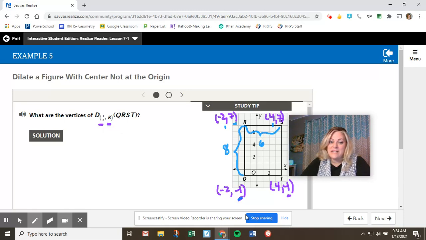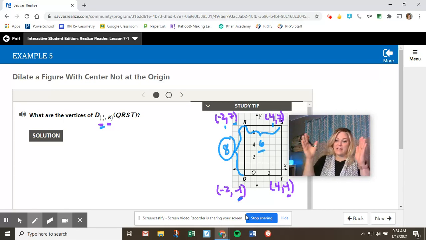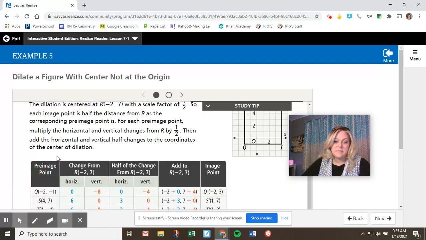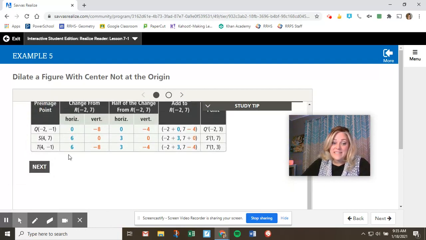So I need to take this scale factor and basically cut 8 in half, getting closer to point R. And then I need to take 6, cut that in half, and get closer to point R. The book has the solution. It explains what I just explained. And then it says, find the difference. So right here, where it's saying 0 to -8 and 6, it's a difference of 8. It's going downward 8, and it's going to the right 6 from that point R.